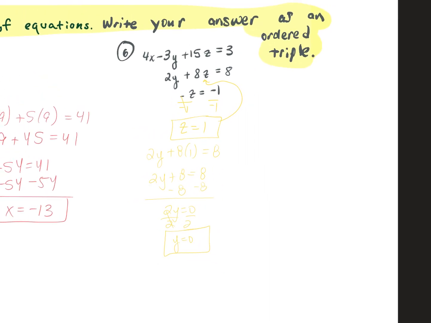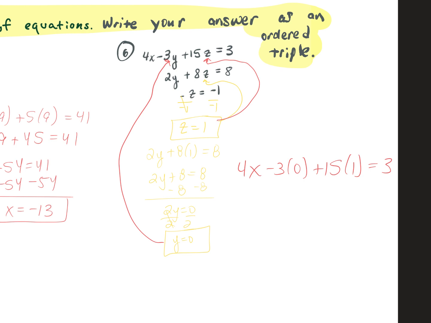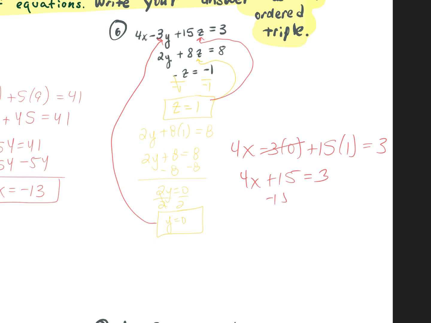So now in order to find what x equals, we're going to take this z and plug it in right there. We're going to take this y, plug it in right there, and find out what x is. So 4x minus 3 times 0 plus 15 times 1 equals 3. What's negative 3 times 0? So plus 15, good, equals 3. Now what? Good, minus 15 from both sides. So 4x equals negative 12, and then divide by 4, and x equals negative 3.